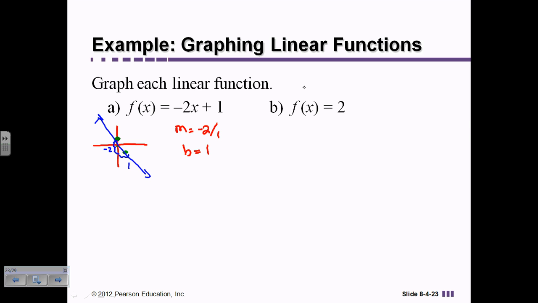Now remember, this is the same thing as saying y equals 2. So when I graph this one, I want all the values where y equals 2. So I'm going to end up with that horizontal line at y equals 2.